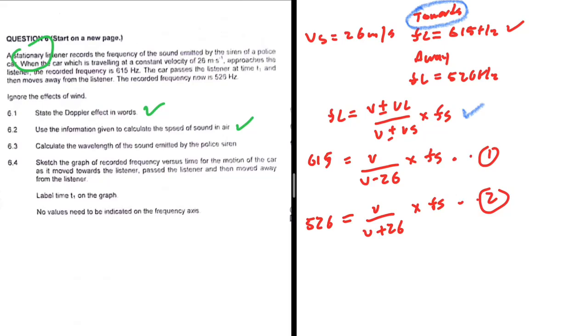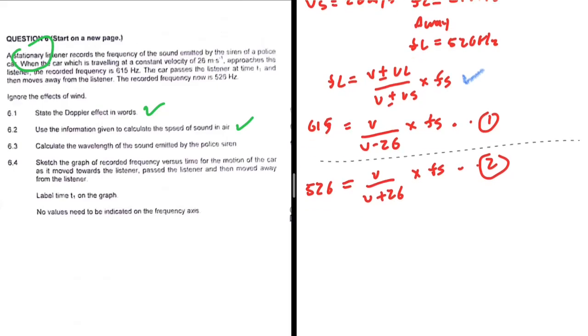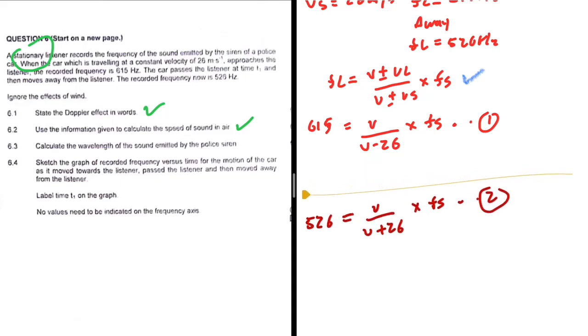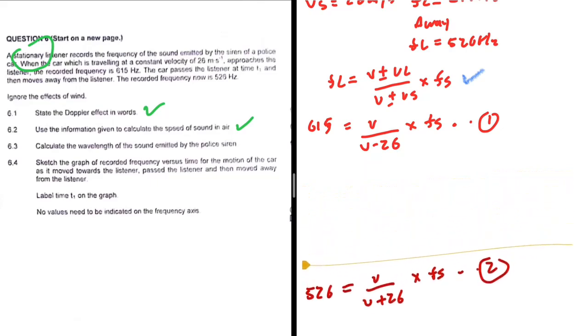So how can we possibly do that? Well, we have two unknown variables. Either we make Fs the subject of the formula in equation 1 and substitute in equation 2, or we can make V the subject of the formula in equation 1 and substitute in equation 2. Whatever we decide to do, it's all going to work out. Let's see which is the easier case here. Can we easily make Fs the subject of the formula in equation 1? I think so. Let's take a look at what we can do.